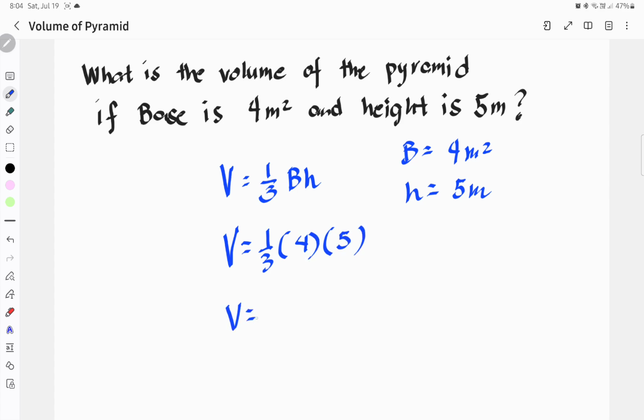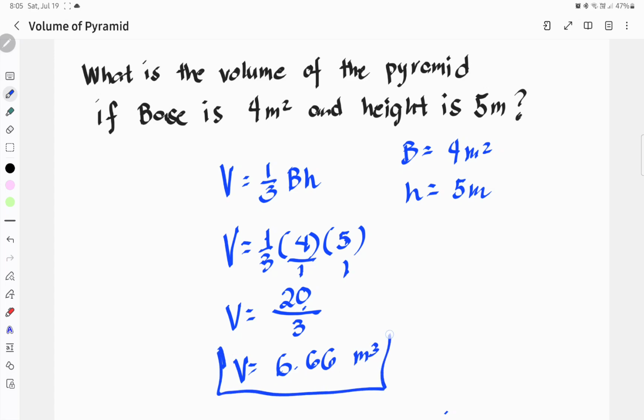4 times 5 would be 20 over 3. Remember that there's an over 1, so 1 times 4 times 5 is 20, and 3 times 1 times 1 is 3. Now, dividing that, 20 divided by 3 would be 6, because there's 18 with a remainder of 2, so 6.66 to 2 decimal places. So we have 6.66 cubic centimeters.